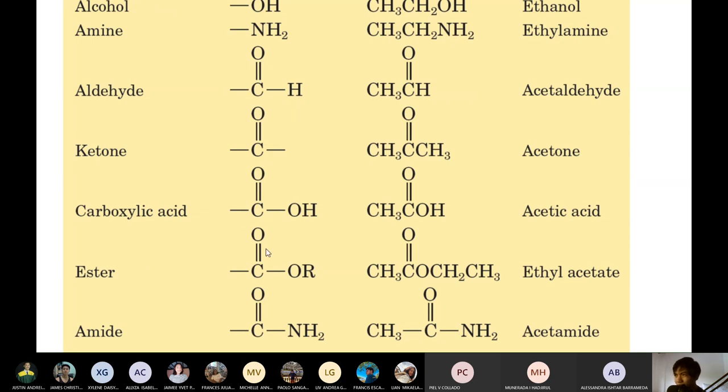Esters, no? So itong ester naman, C double bond O, tapos may O, tapos yung R. Ano yung R? Yung R pwedeng carbon groups. Such as this one: C double bond O, O, tapos may carbon group ka na. So sila ay ester. Pag H yung katabi nito, siya ay carboxylic acid. Pero kapag carbon yung kadugtong ng oxygen, that's ester.